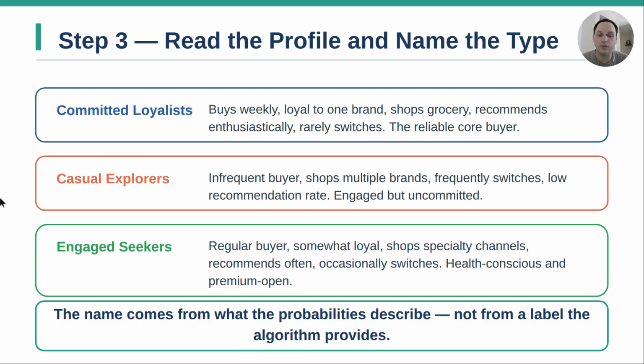Call them Casual Explorers. For Class 3, 61% weekly, 55% brand loyal, 72% recommend, specialty channel shopper. This is a health-conscious, engaged buyer who's open to new brands but has genuine preferences. Call them Engaged Seekers. The names come from what the probabilities describe. The algorithm gives you the number. You provide the interpretation.